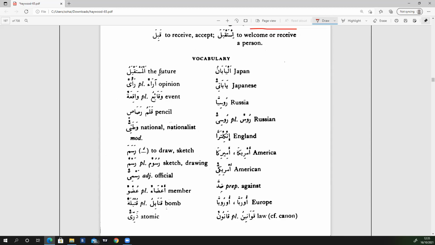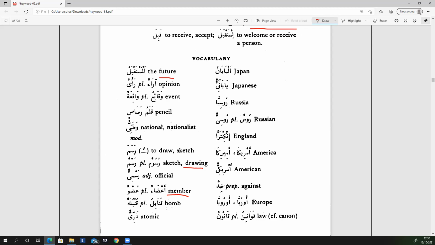Okay, the first one is al-mustaqbalu, the future. Ra'yun, ara'un, opinion. Waqi'atun. Some of these words, if you know Urdu, are just Urdu. Waqi'atun, event. Waqa'i'u is the broken plural, events. Qalamu rasasin means pencil. Wataniyun, national, nationalist. Rasama yarsumu, to draw, sketch. Rasmun, sketch, drawing. Rasmiyun, official. Udwun or a'da'un, broken plural, member. Qunbulatun means bomb. Qanabilu is the broken plural. Dharriyun means atomic.